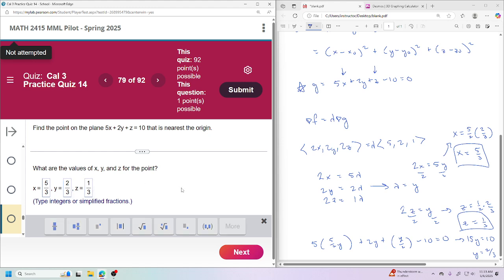Concept-wise good? Yes, maybe. Let me think about this for a second.